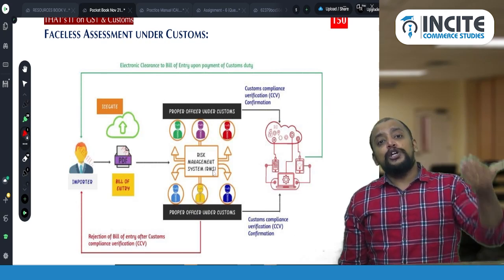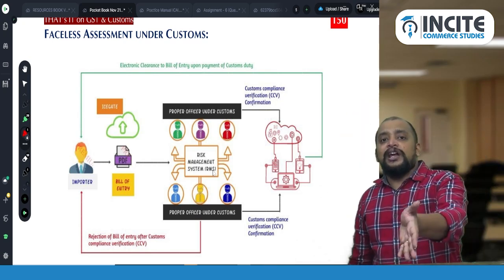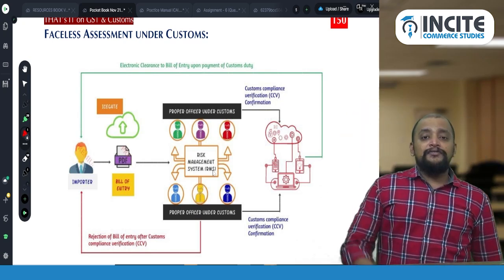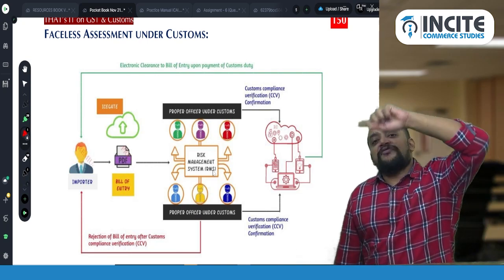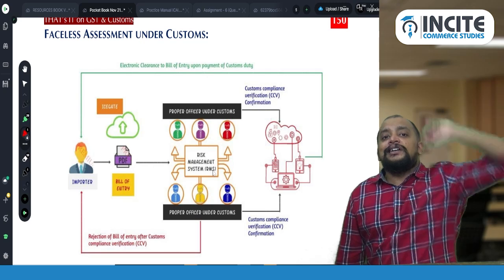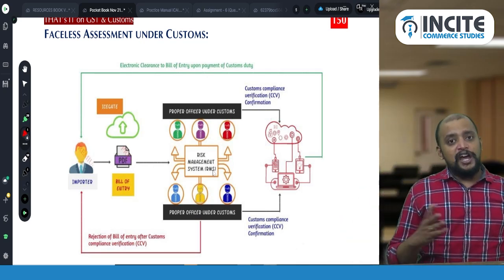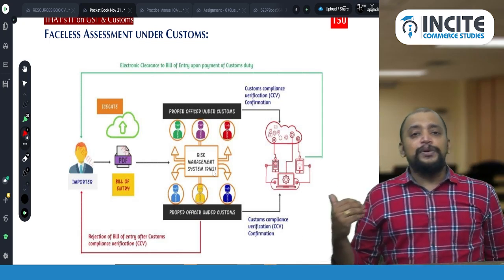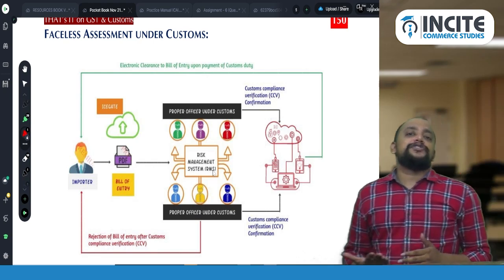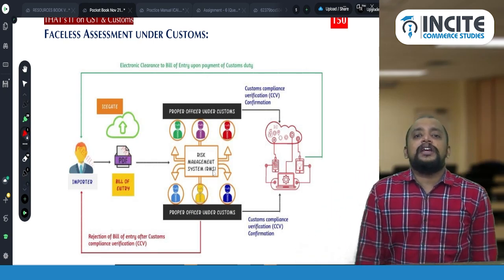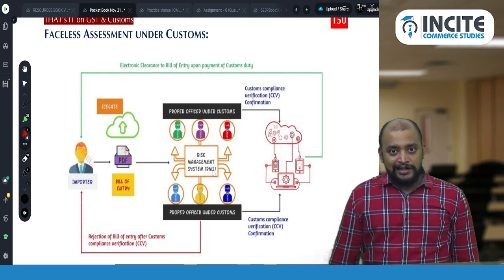So he may not be your jurisdictional customs officer. He may be in Delhi, and you are in Chennai; we file a bill of entry for import of goods into Chennai port. Now that bill may be verified by a customs officer in Delhi. You understood or not? To eliminate corruption and bribes, they have brought this. And when this bill goes to the customs officer in Delhi, he will verify the correctness of the bill of entry. If everything is perfect, he will give customs compliance verification.